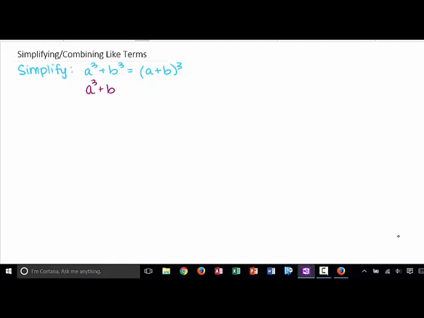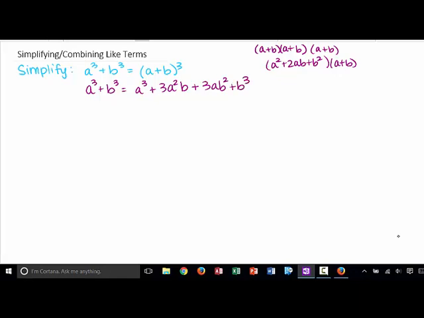And so if I actually use either the binomial theorem, Pascal's triangle, or just go off to the side and multiply a plus b times the quantity a plus b, and then get my trinomial, and then multiply that by a plus b again as a quantity, I would come up with this as a result. Again, I could have also used binomial theorem or Pascal's triangle. I will get a cubed, I will have 3a squared b, I will have 3ab squared and b cubed.